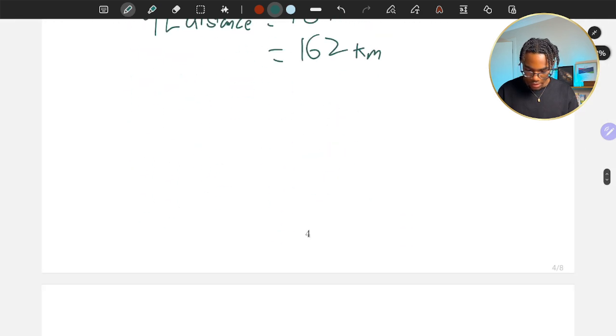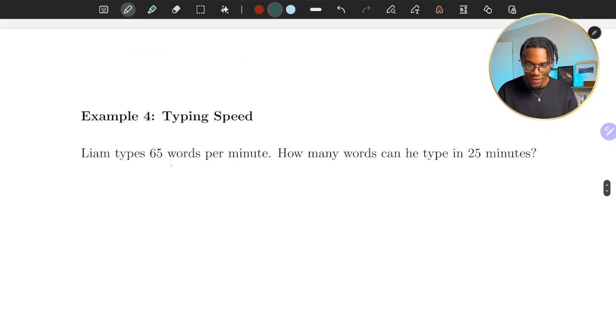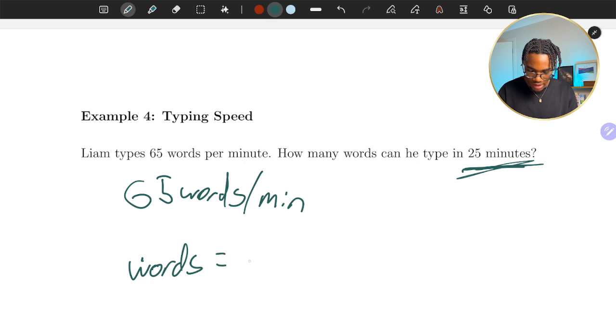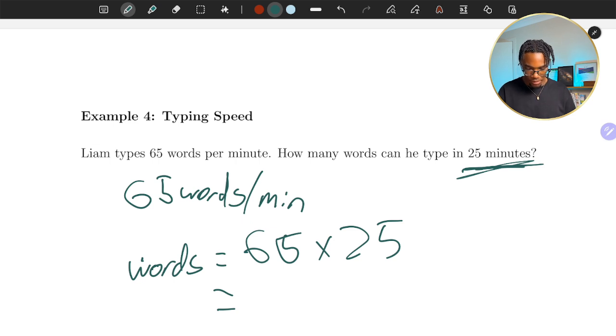So next one, Liam types 65 words per minute. How many words can he type in 25 minutes? We want to find how much is in 25 minutes. We've already got the unit for 1, which is 65. So words then equals 65 times 25, which is timesing this by 25 because it's 25 minutes. That equals 1,625 words.